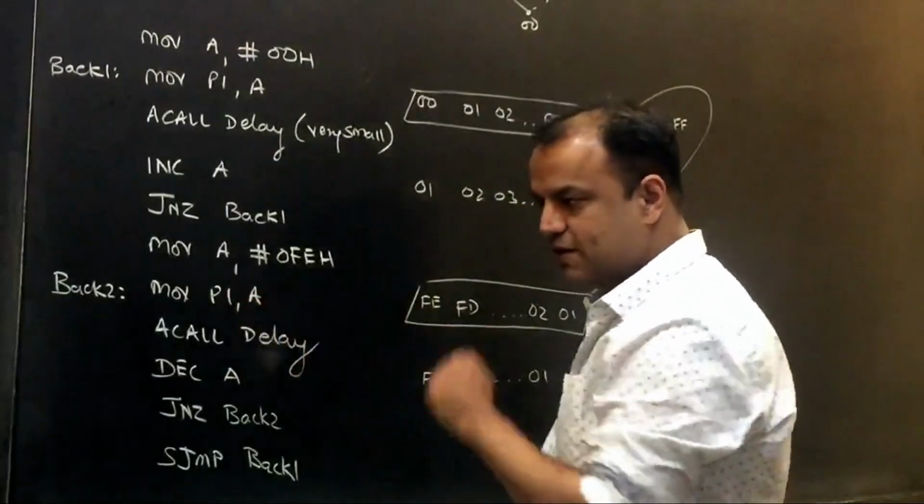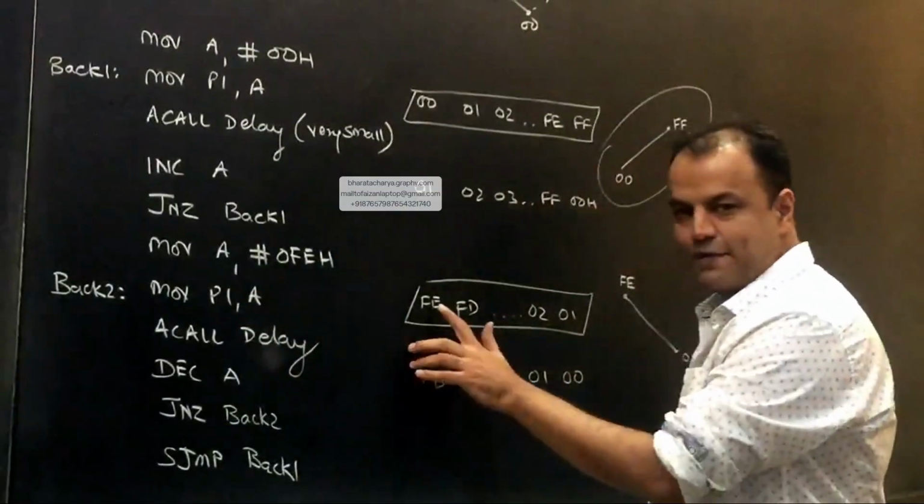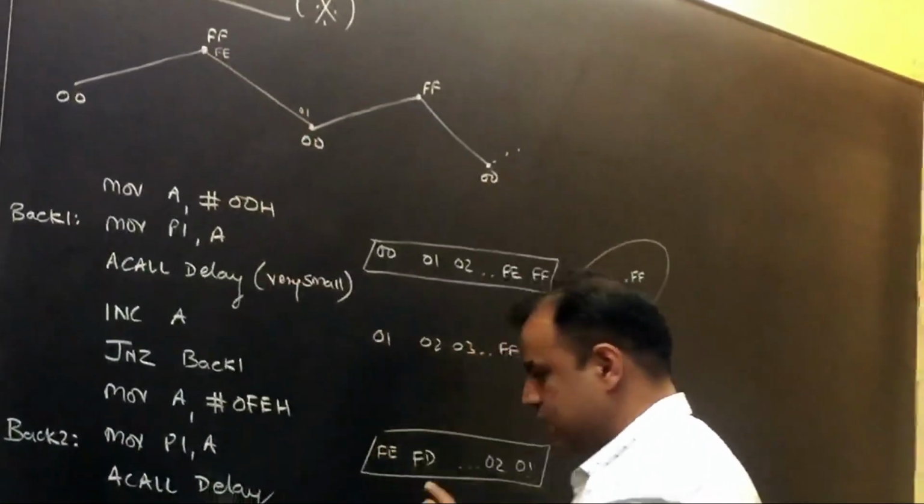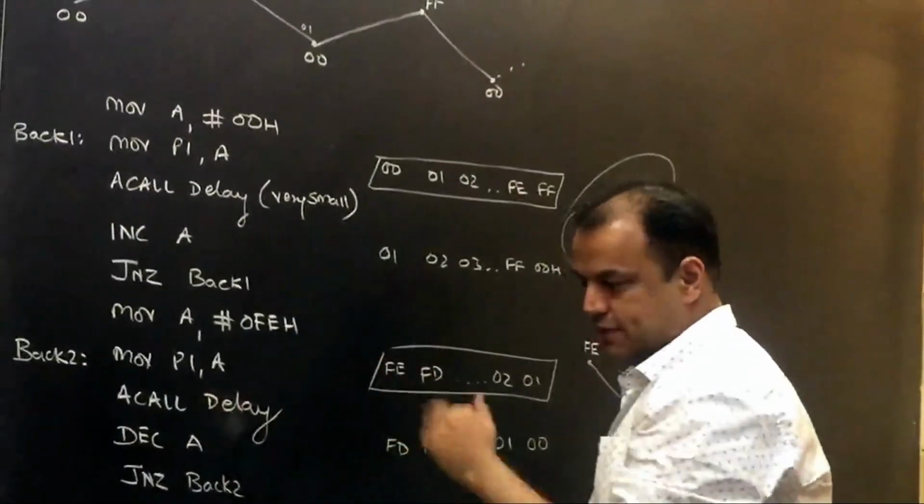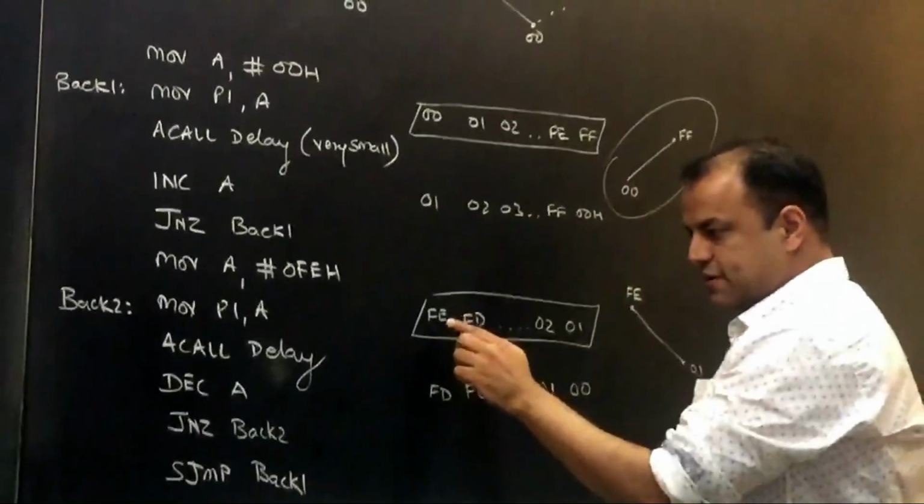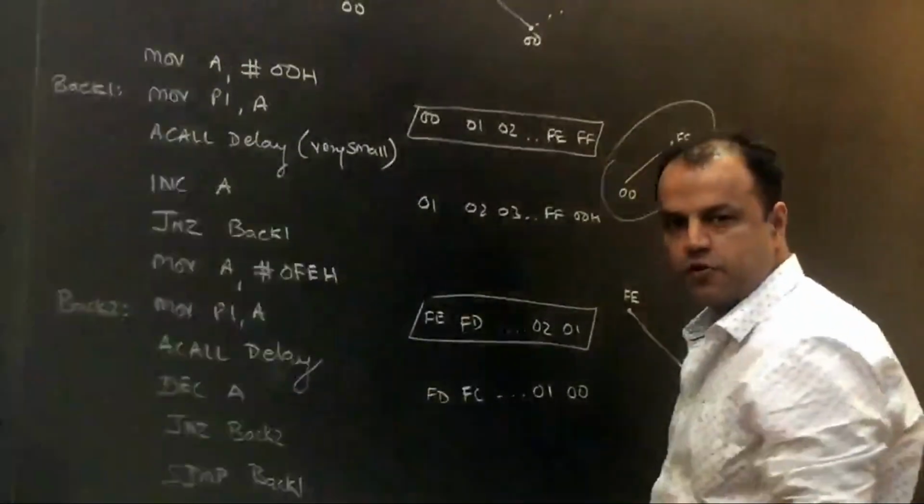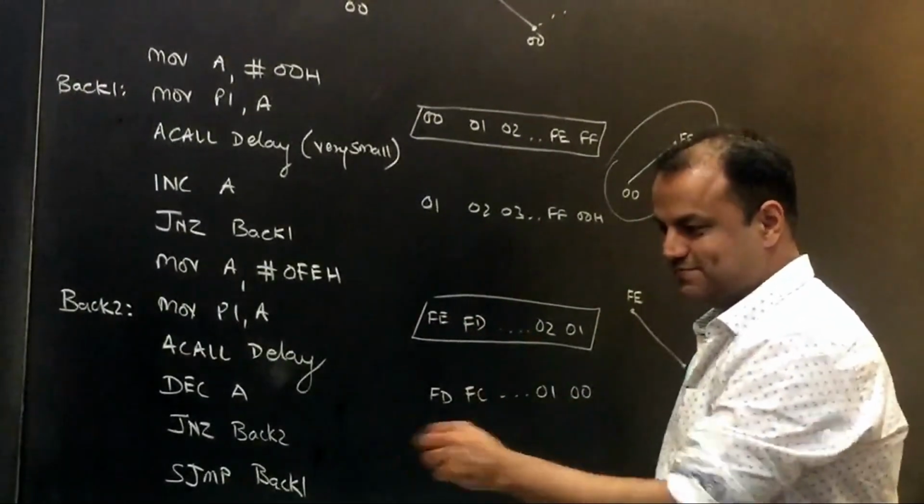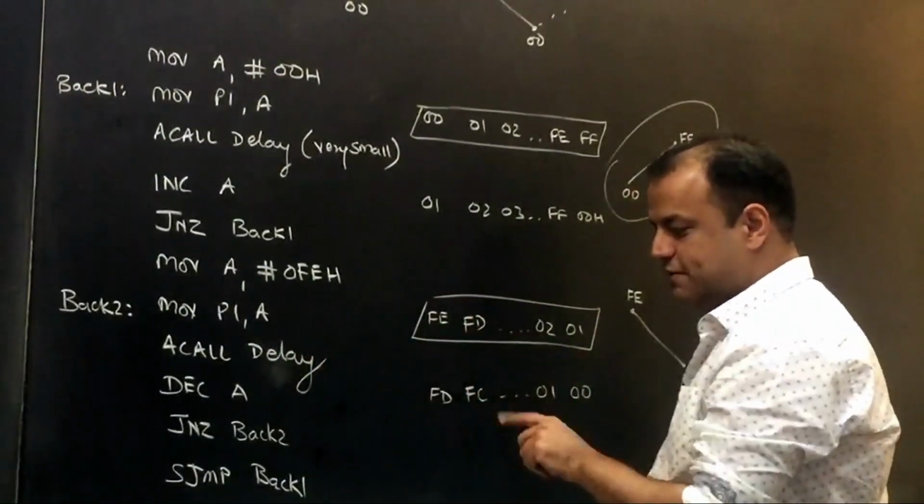Now, MOV P1, A. What value is it outputting? FE. So it's starting from the very next position of your triangular waveform. After FF, it's starting from FE. So you display FE, call the delay, fine. Decrement A. So decrement A means A will become FD. Jump if not 0. FD is not 0, so it will jump back. Are you clear?